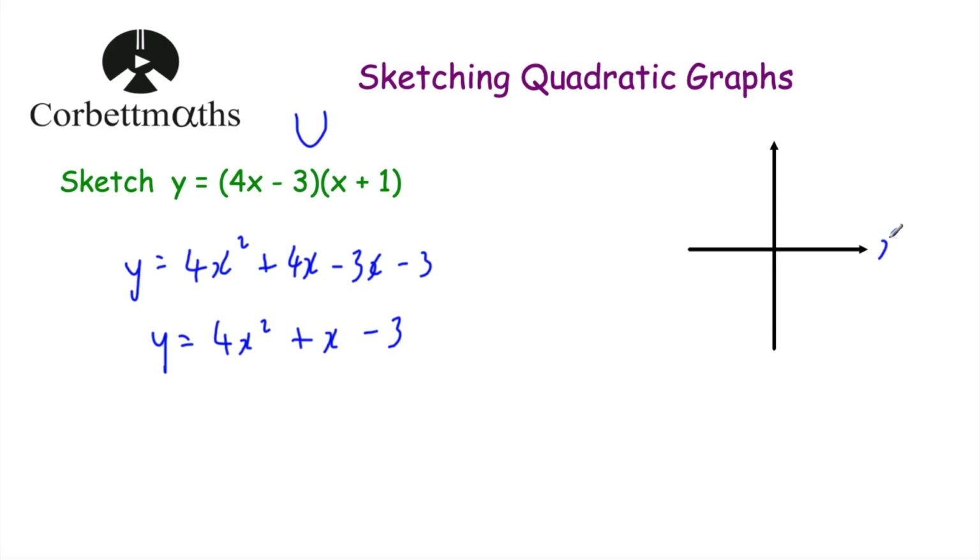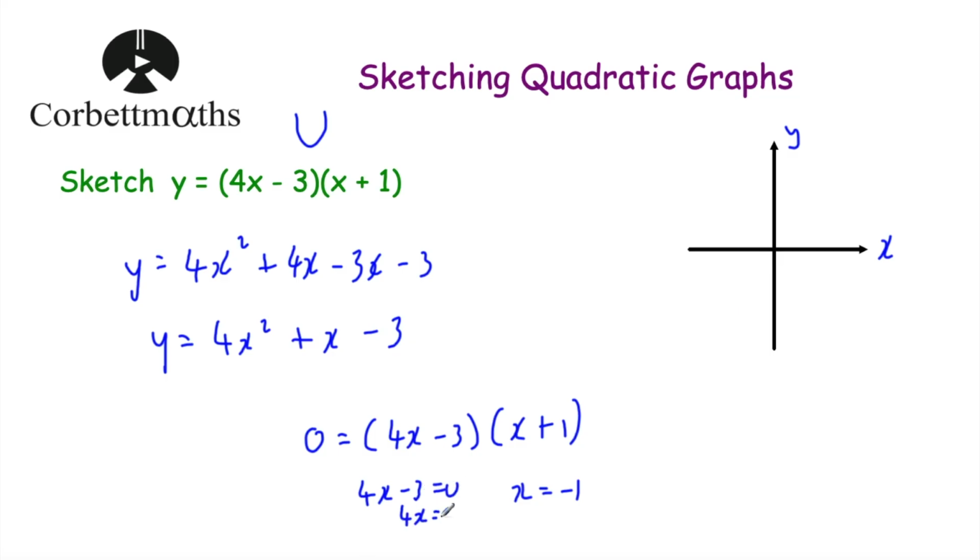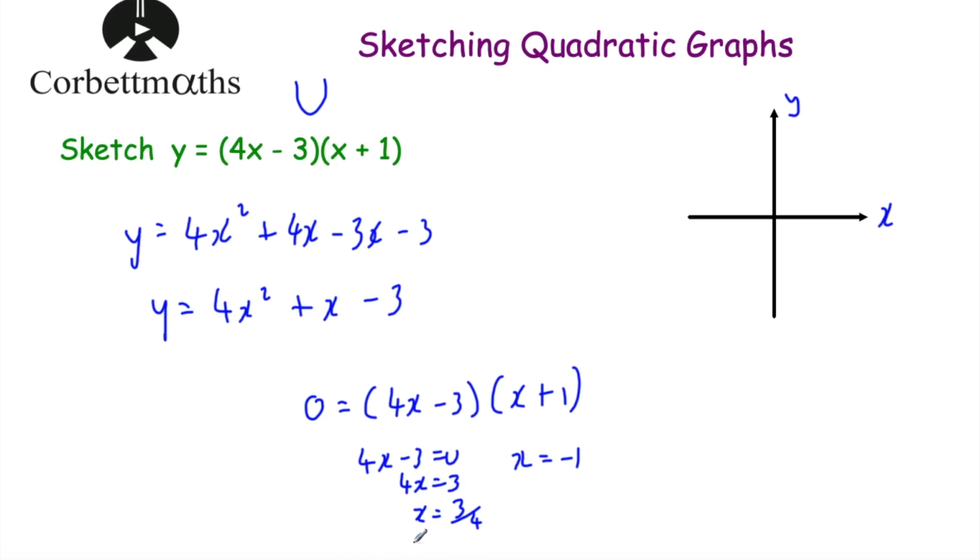Part 2, let's find where it crosses the x-axis. And to find where it crosses the x-axis, we're going to let y equal 0. And if we let y equal 0, we're going to get 0 equals. And I'm going to use the factorized version here, because that's actually quite handy whenever we're trying to find its solutions, because we can just look at it and say, well, here, x would be equal to negative 1 to make that bracket 0. And to make this bracket 0, 4x minus 3 equals 0. So 4x equals 3. So that means that x equals 3/4. Or you could write it as x equals 0.75, whatever you prefer.